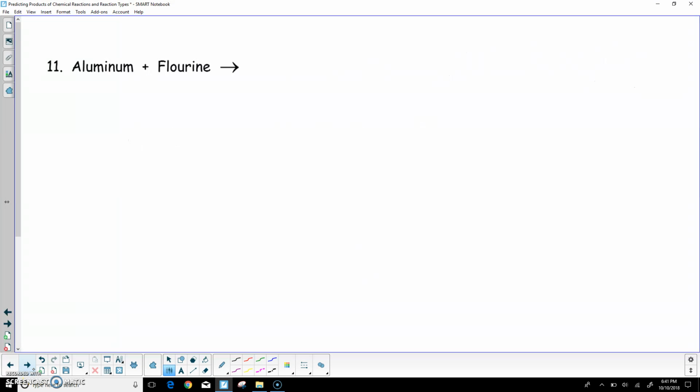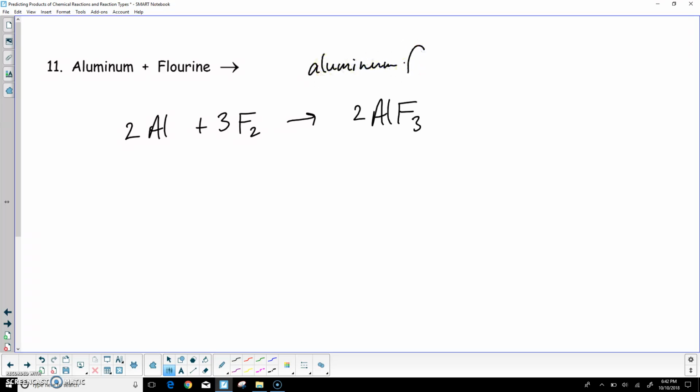Aluminum plus fluorine. Once again, we have two lone elements, and so this is going to be a synthesis. So we have aluminum, and then fluorine has to be diatomic. When they combine, aluminum's charge is 3 plus, so it becomes AlF3. In order to balance this, I'm going to flop a 2 here and a 3 here to balance the fluorine, 2 in front of the aluminum. And so they just make aluminum fluoride.